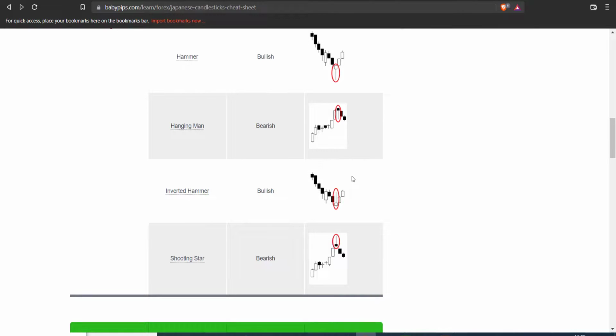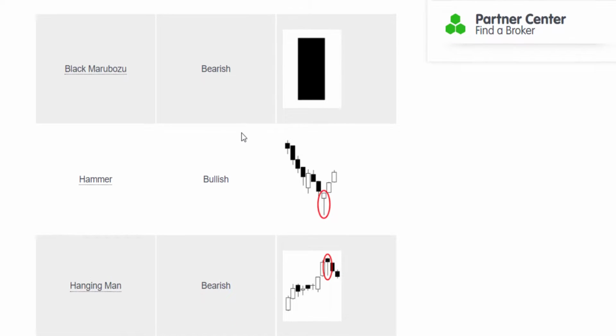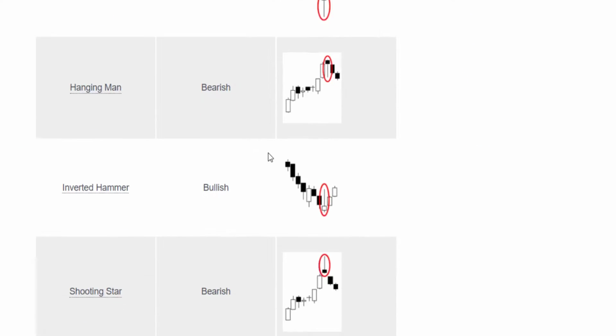But all these things, they work, but not exactly the way people thought it's working. So looking at this now, look at this bullish. Look at this inverted hammer. Now, one of the most popular candlestick patterns is this particular candlestick.